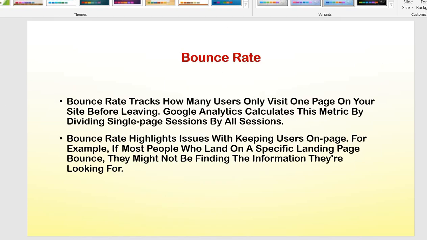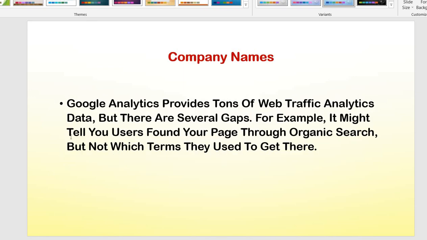Then there is bounce rate. Bounce rate tracks how many users actually visit one page on your site before leaving. Google Analytics calculates this metric by dividing single page sessions by all the sessions. Bounce rate highlights issues with keeping users on page. For example, if most people who land on a specific landing page bounce, they might not be finding the information they are looking for. So in general, bounce rate is how frequently a user leaves your website without looking around. That is what is called bounce rate in very simple language.